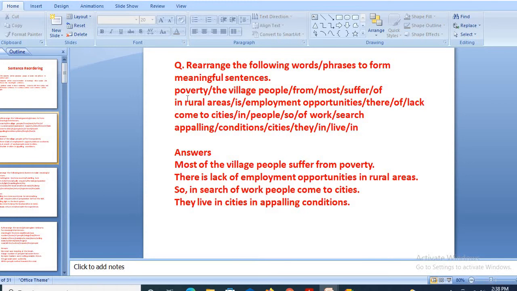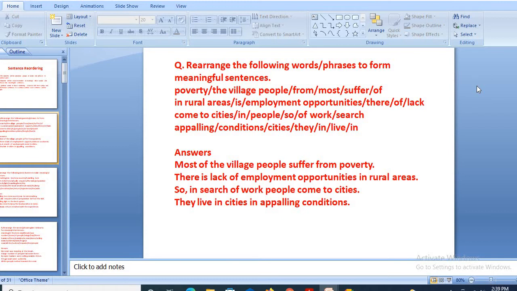So I am hereby showing you the first example. Though these are all very simple ones, in exam time also you will be getting simple questions only. Just stay focused, everything will be easily done. See, poverty, then a slash, then the village people, then another slash. This is slash sign, then from, then slash, then most, then again a slash, then suffer, and then finally it is written of. Now if you look at this particular sentence, you will feel that it is making no sense. Is it making any sense? No, it is not making any sense.